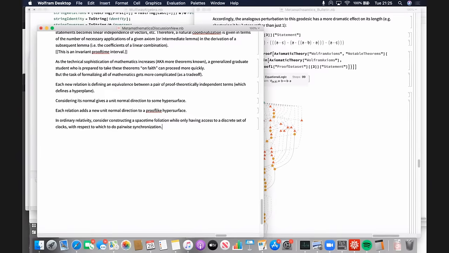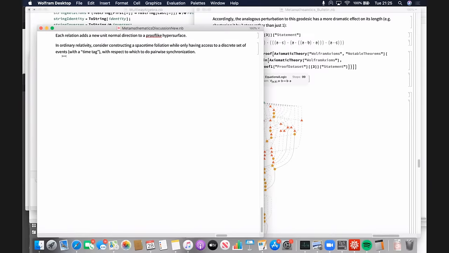Is it a whole clock or is it a single event? Aren't you doing pairwise synchronization of just events? Yes, you are. Discrete set of events. Right. So crucially, they're events with a time tag. What do you mean, a cosmological rest frame time tag? Yeah. Each event, what you have is not a clock, but rather an instantaneous clock, right? It's a space-time event, but which has a well-defined time associated with it.